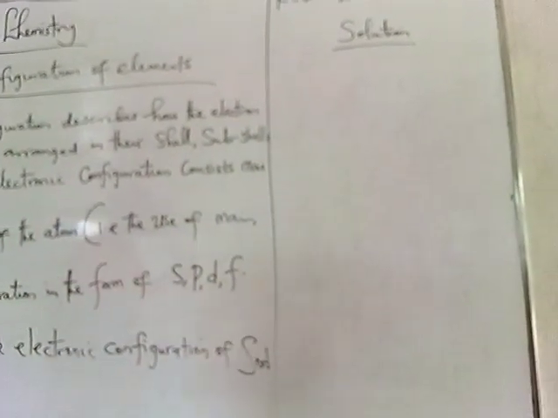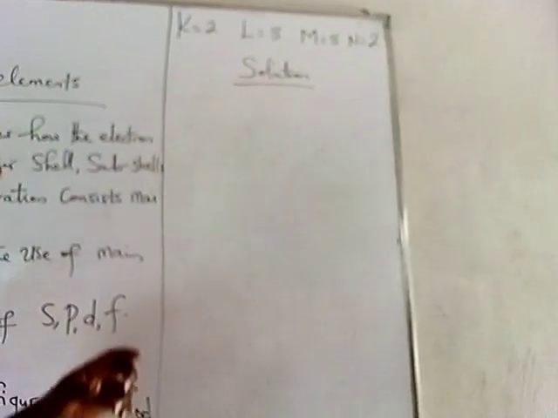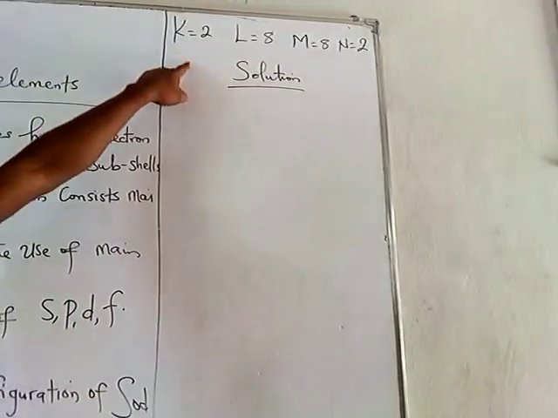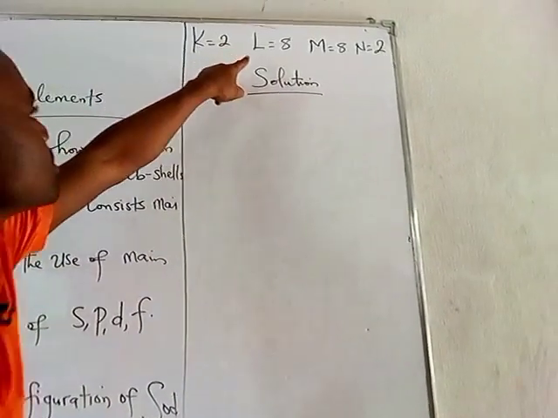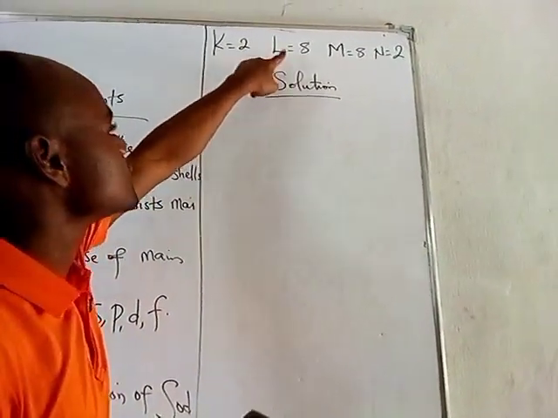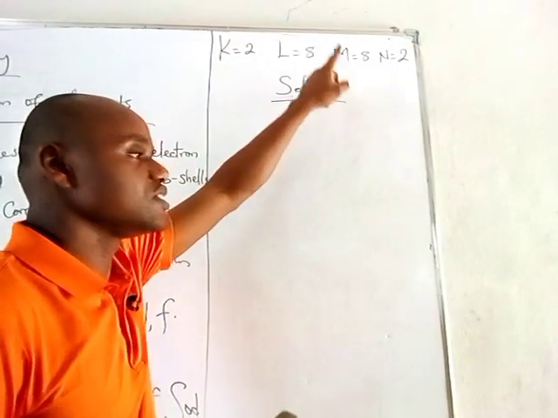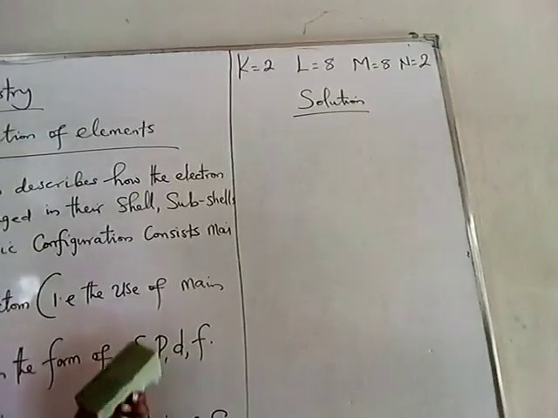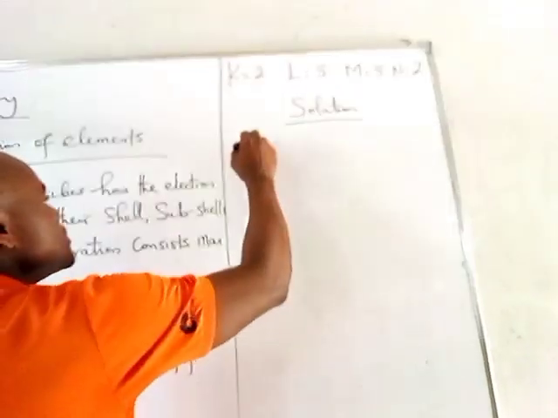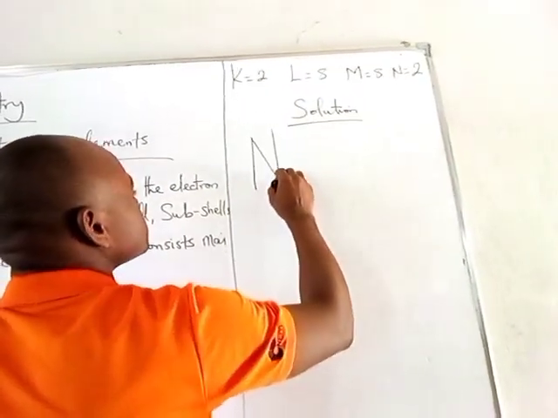Now remember, going by the principle that I gave previously, I said the maximum number of electrons that can enter the K shell is 2. The maximum number of electrons that can enter the L shell is 8, M is 8, and the N shell is 2. So the first thing you do is to first of all write out the symbol of the element.